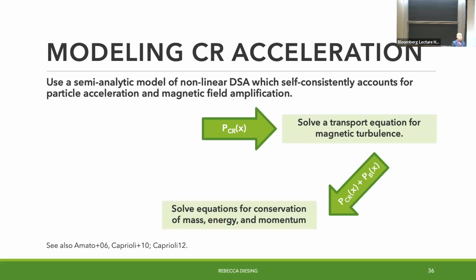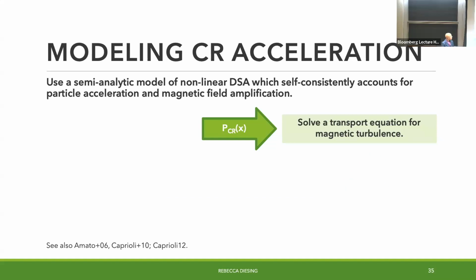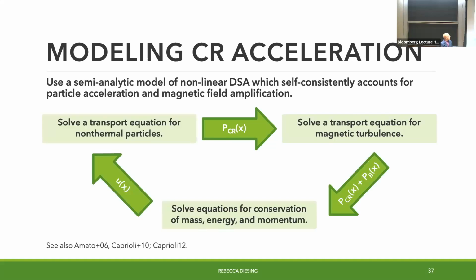Put all of that into your hydro equations, so just your jump conditions across the shock. That is going to give you a fluid velocity, which you can put back into your Parker transport equation. That will give you a new solution for what your cosmic ray pressure should be. And you basically do this iteratively until you converge on a solution for your particle distribution. And this gives you a prediction for what your proton distribution should be at any stage of the shock's evolution.